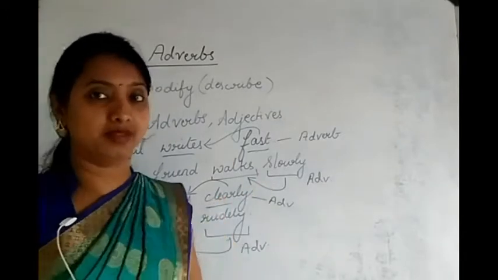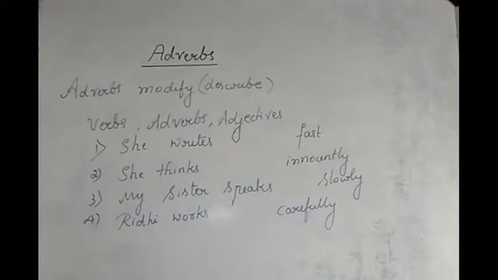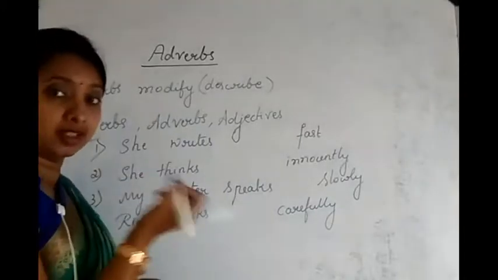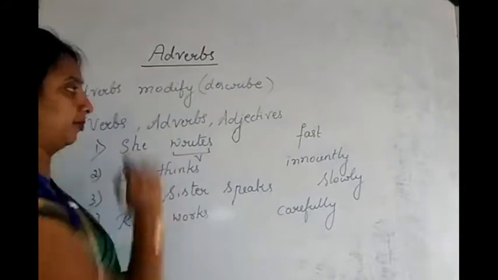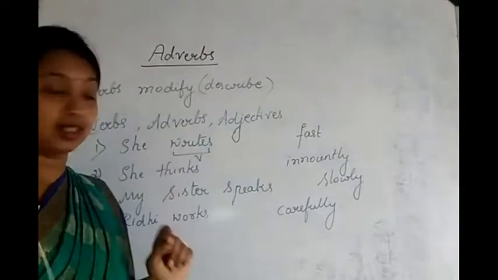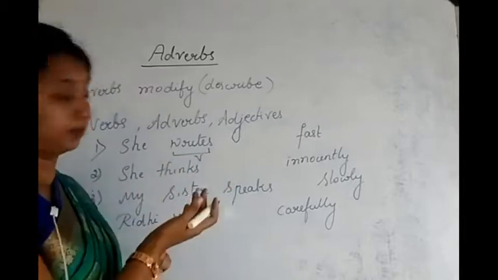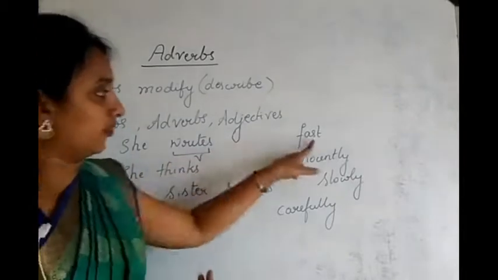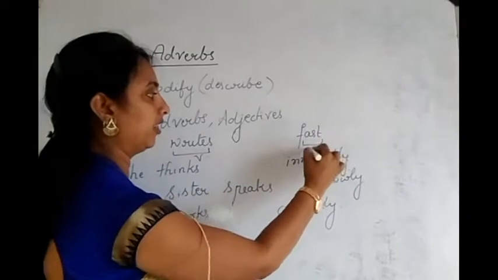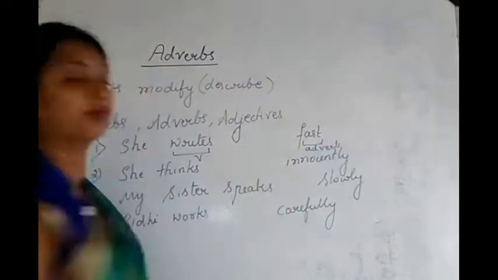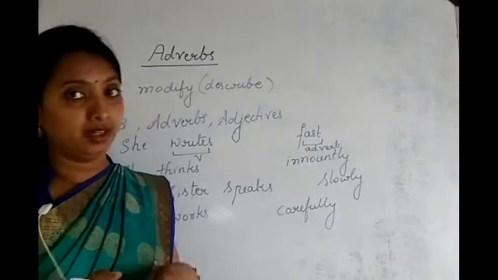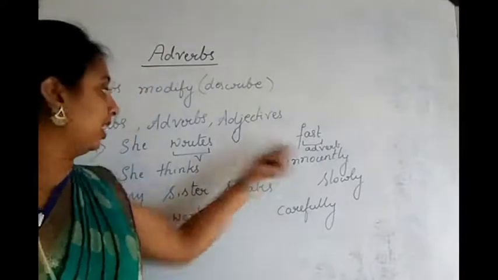We will take some examples. Again, I have written 4 sentences. How many sentences have I written? 4 sentences. First sentence. She writes fast. Can you find out a verb here? Write is a verb. This fast is describing this verb. Writes fast. This is an adverb. Adverb describes a verb and also it describes an adverb. This adverb is describing a verb.